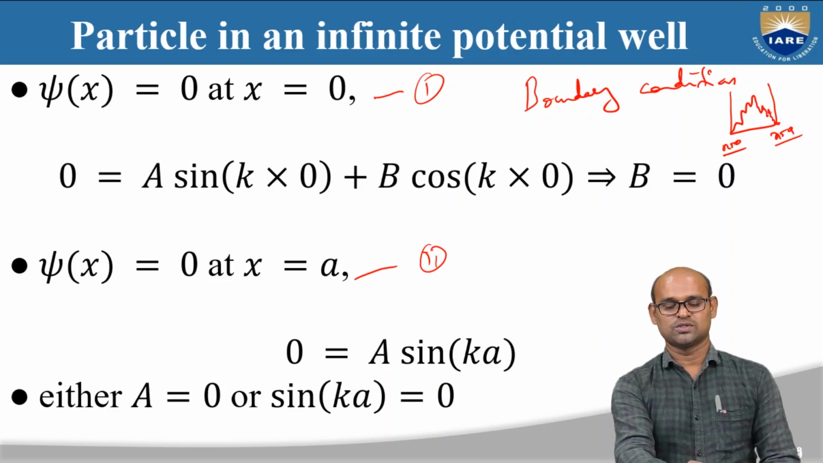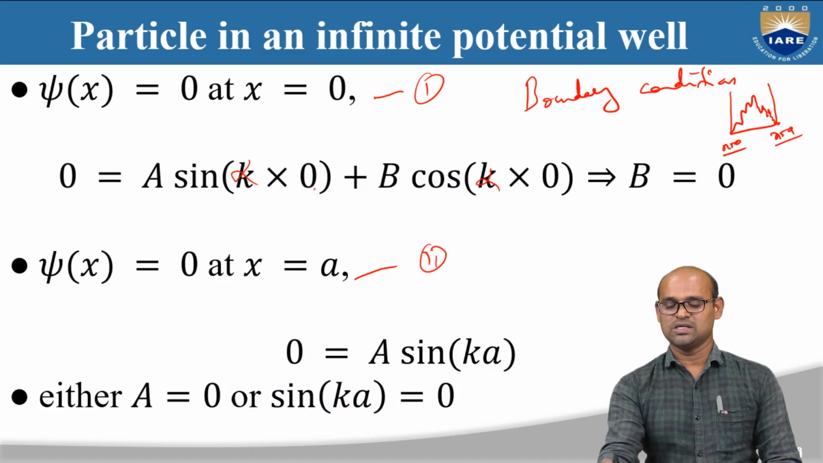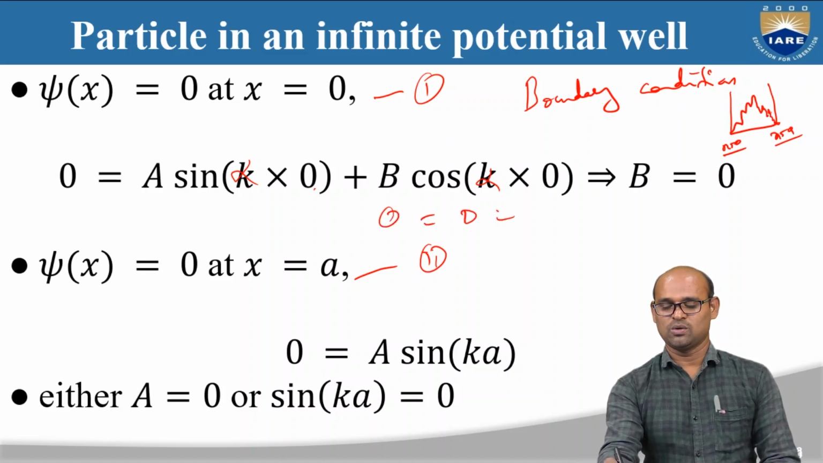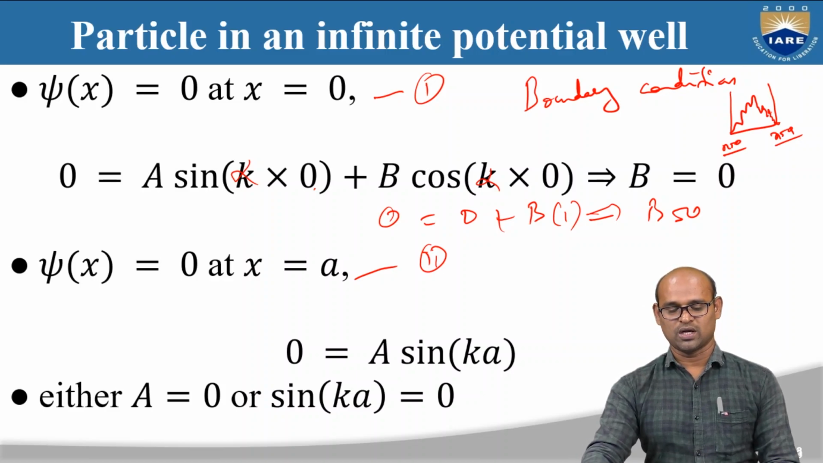Psi of x is equal to 0 at x equals 0, so a sine alpha x, where this is k or alpha, you can take it as alpha, and x is equal to 0 here also. So a sine 0 is 0, cos 0 is 1, so you basically get 0 is equal to 0 plus b into cos 0, which is 1. So basically you get b is equal to 0. So this one constant we are able to find out using the boundary condition.